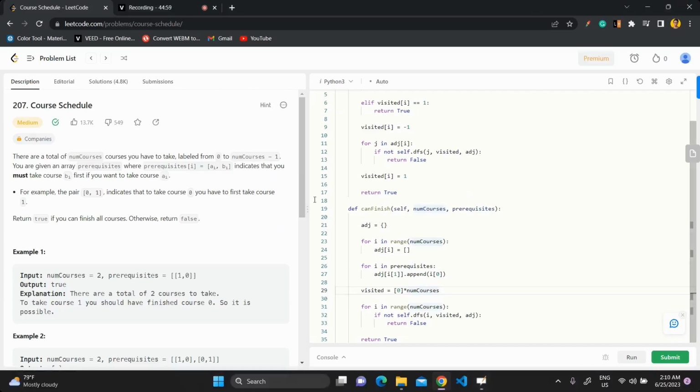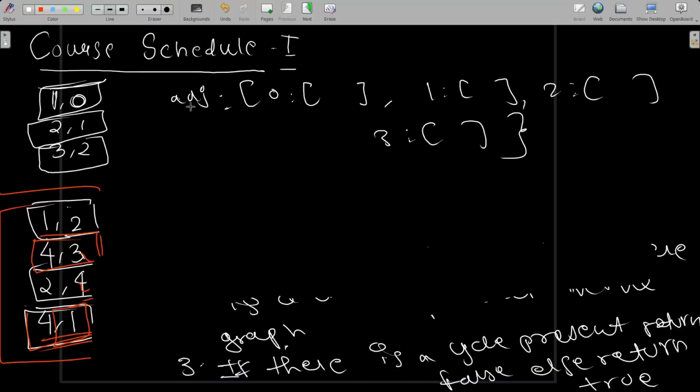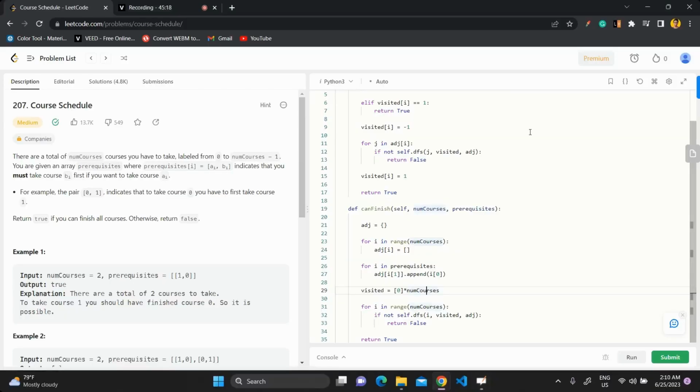Now what we're doing is we're going to loop through the prerequisites array, and we're going to append in I of 1's list I of 0. So right, we have I of 1 equal to 0, and in 0's list we're going to append 1. In 1's list we're going to append 2. In 2's list we're going to append 3, and 3 is going to be empty. So this is what that line of code is doing and how we're going to create the adjacency list, right?